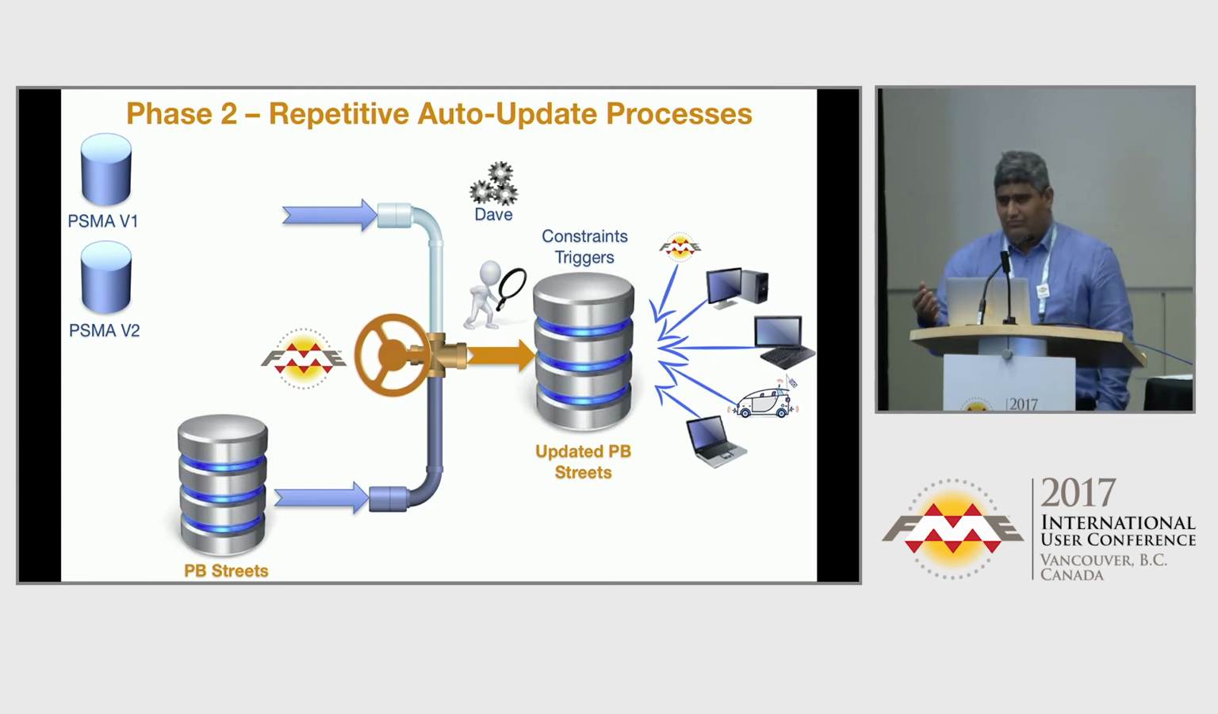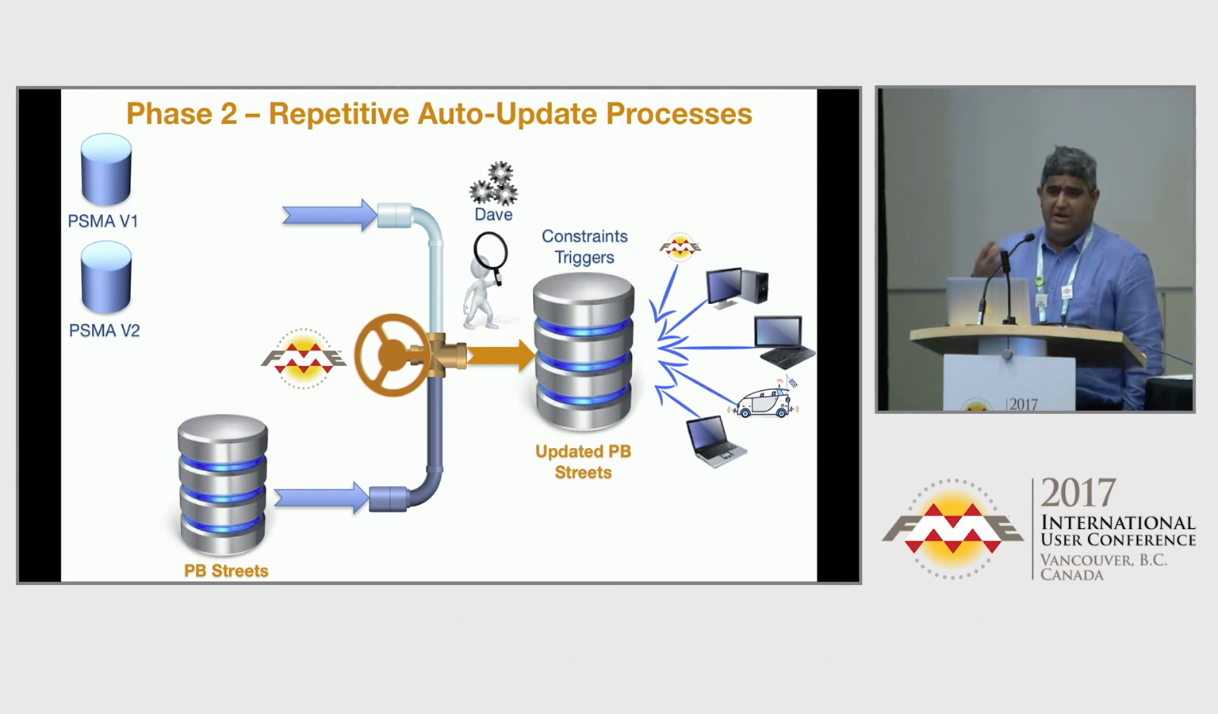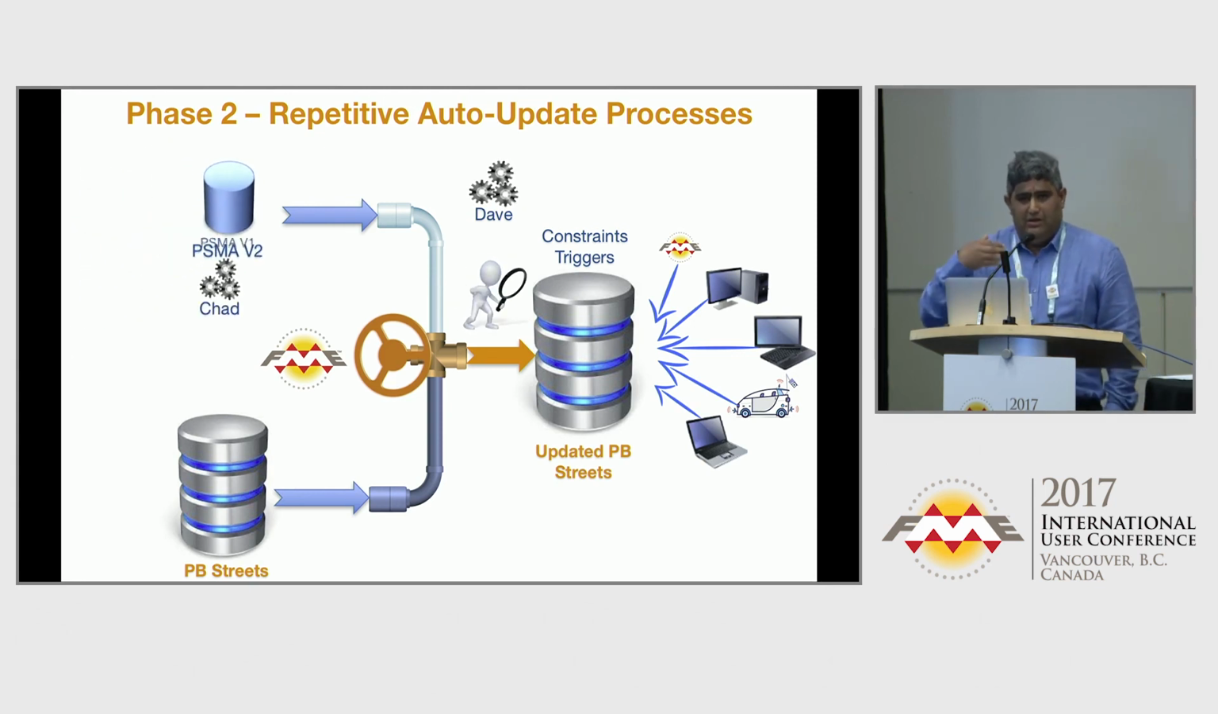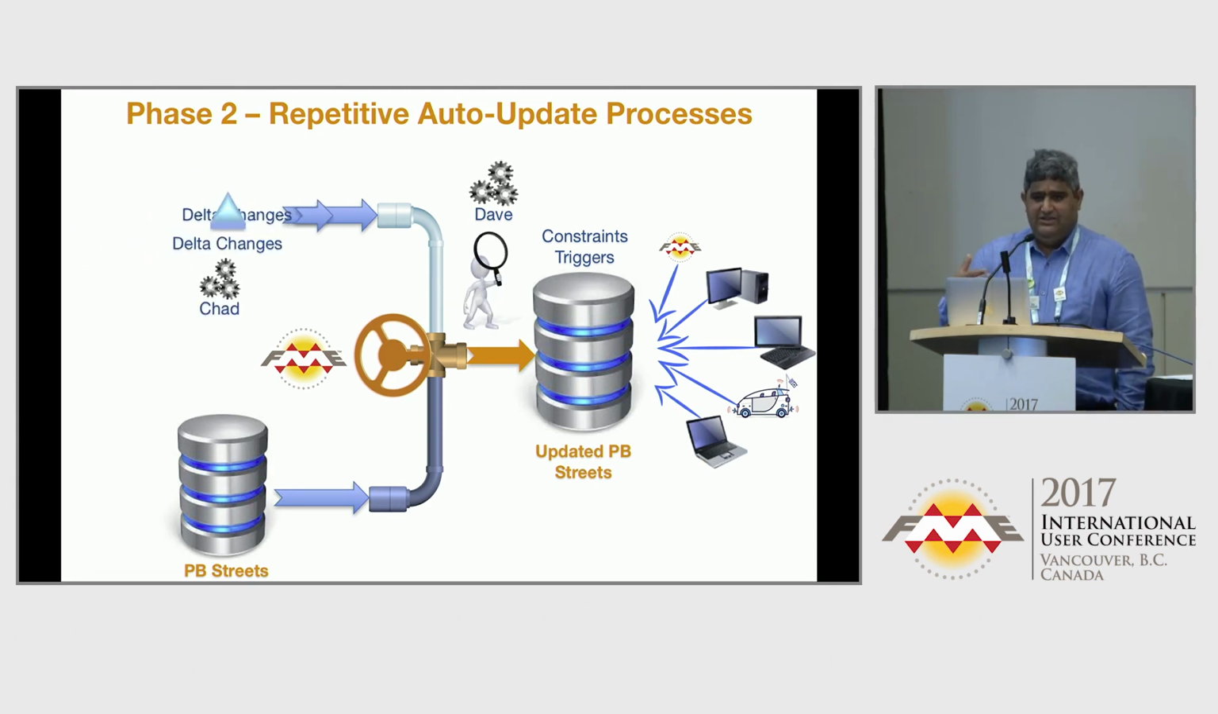In phase 2, as I mentioned earlier, we wanted to build the processes that are capable of identifying changes between two versions of PSMA source in a faster and efficient way, and also they should be capable of doing it automatically without any manual intervention. So when we start with this, we take two versions of PSMA data, we do a street conversion on that data, we convert PSMA data into our specification, and we run a process called CHAD, change detection.